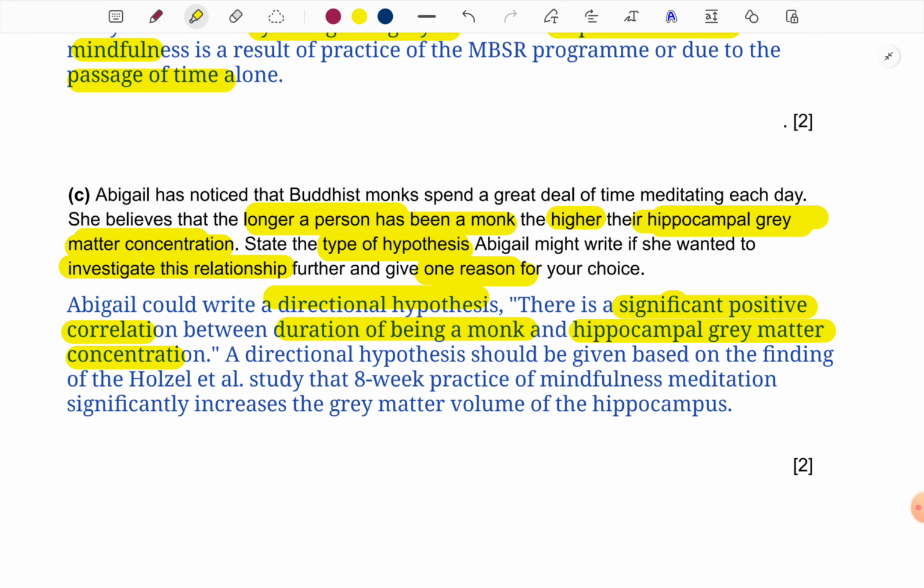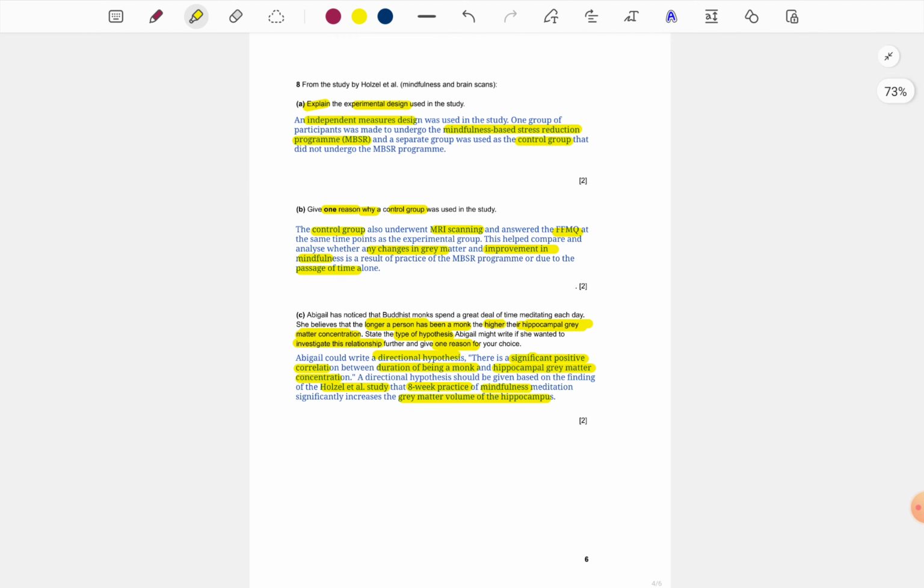So after giving this hypothesis, we have to give a reason. The reason is because in the Holzel et al. study, it has been shown definitively that 8-week practice of mindfulness does increase volume of the hippocampus. Again, your reason can't be just 'because this is what is shown in the Holzel et al. study'. You always have to contextualize every answer. This is shown means what is shown. Always be very clear. So exactly which finding it is, which has resulted in the directional hypothesis, I have pointed out. Okay, so this is one more answer. Let's move ahead.